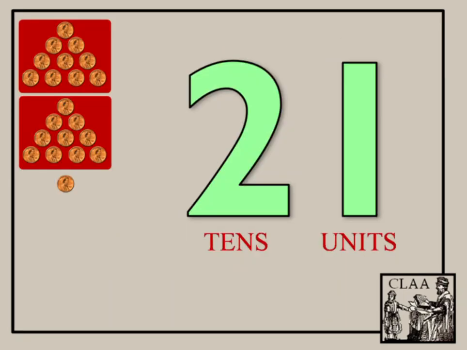If you look on the left, you can see that we have 2 sets of 10 pennies and 1 penny more. Do you see the 1 penny more? If we have 2 sets of 10, we have 20. If we have 2 sets of 10 and 1 more, we have 21. 21 is written 2-1. The 2 tells us there are 2 sets of 10, and the 1 tells us we have 1 unit more, 21.